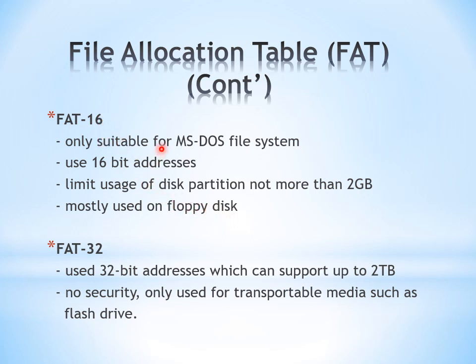This is the last time's format of file system using a floppy disk. However, in FAT32, they use 32-bit addresses, which can support up to 2 terabytes. However, this FAT32 does not provide any security and is only used for transportable media such as a flash drive.